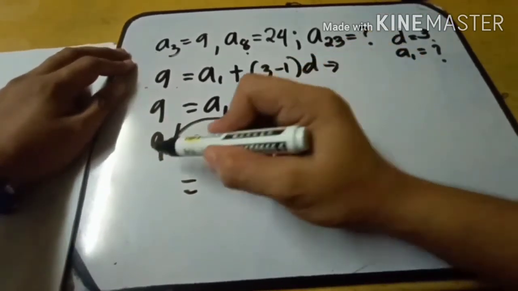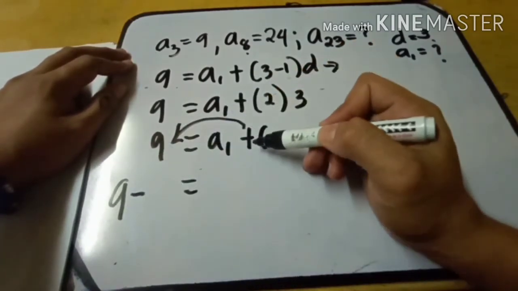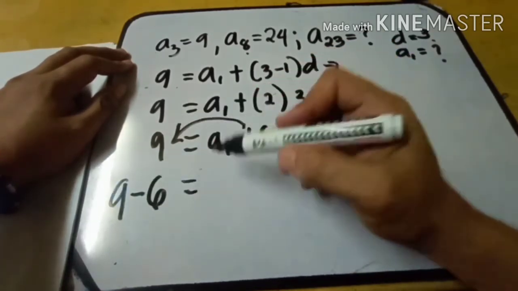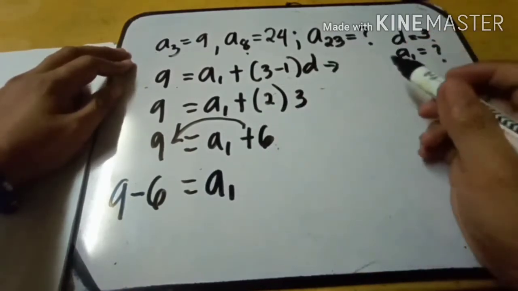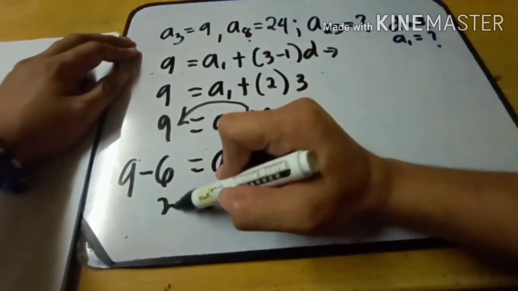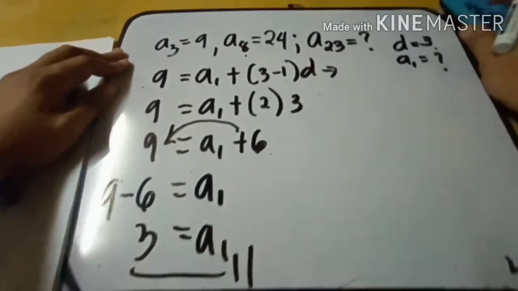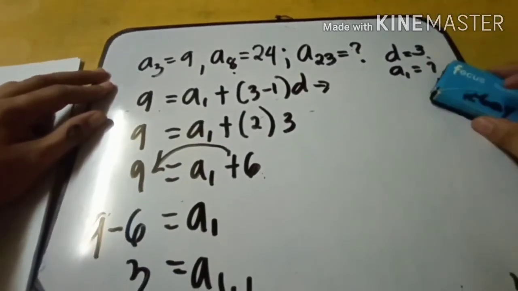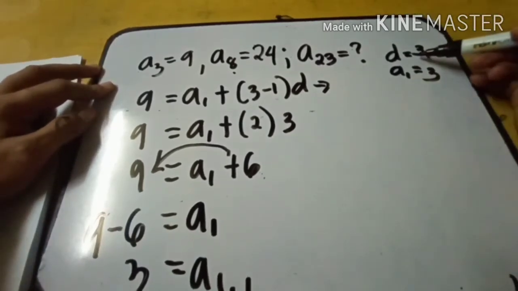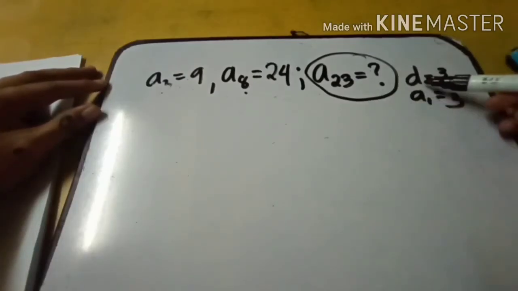So we have here 9. Then we transpose this one. Once we transpose, we always change the sign. So the positive 6 will become negative 6. Then the remaining is only the a sub 1. Then we simply subtract 9 minus 6 will give us positive 3, and that is the value of our a sub 1. So we have here our a sub 1 is simply 3. So our common difference is 3, and also our a sub 1 is 3. So now we have the value of our d and a sub 1.